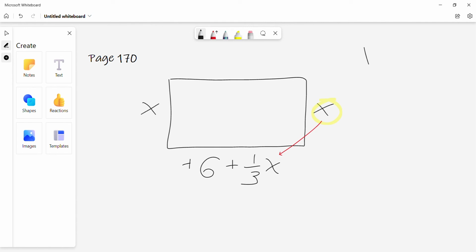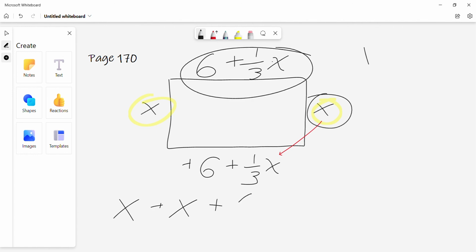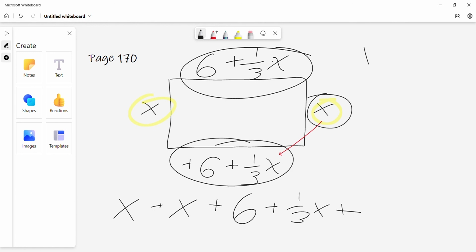What's the perimeter? That's what we're looking for. So the length is the same on both. Who remembers how to do the perimeter? That's right, you do. So we have to add all 4 sides. So let's add them. I'm going to start on the left side. So this is X, plus X, plus 6 plus 1/3 X, plus 6 plus 1/3 X.